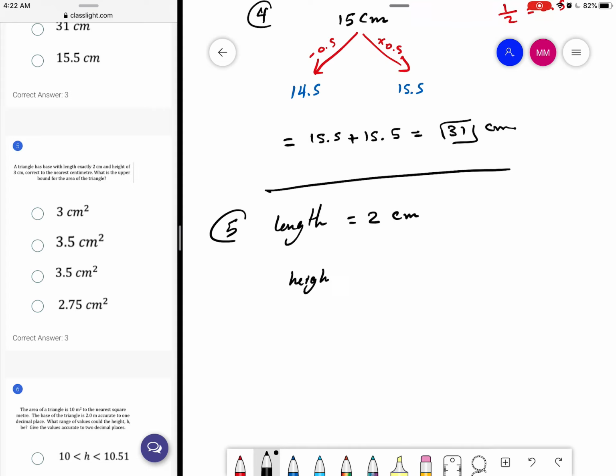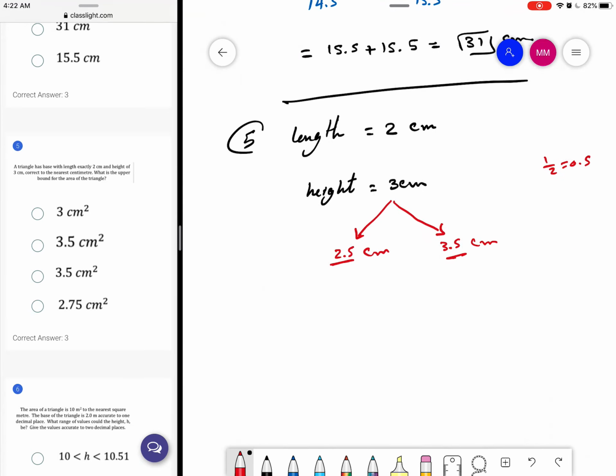So for height, it's equal 3 centimeter, but it's rounded to nearest centimeter. So 1 divided by 2 equals 0.5. Okay, let's round. I will add 0.5 and subtract 0.5, so it will be 2.5 and here 3.5 centimeter. This is the lower bound and the upper bound for the height.